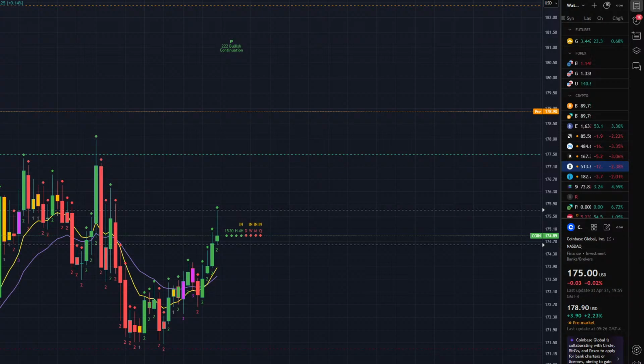But overall, I feel like Bitcoin has been building up, and it's looking like a larger move is getting ready to push it. So I could definitely see Coinbase moving. Let me pull it up on my other charts so I can get a better view of it.